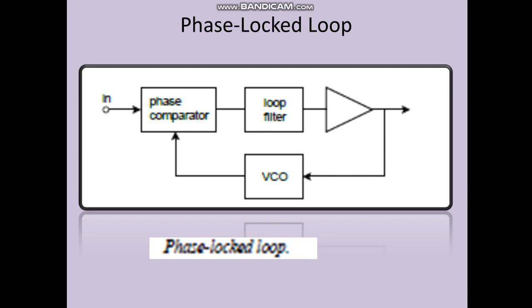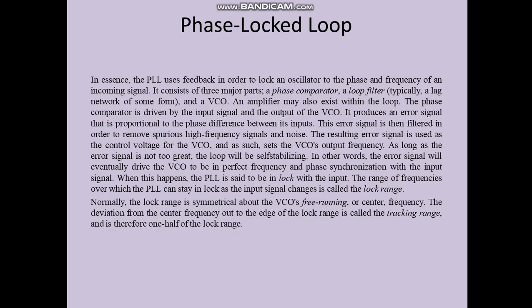The phase comparator takes the two input signals and produces an output proportional to the phase difference, which is given to the loop filter, where the signal is filtered for spurious frequencies which are not required. So this forms the basics of the phase locked loop system.